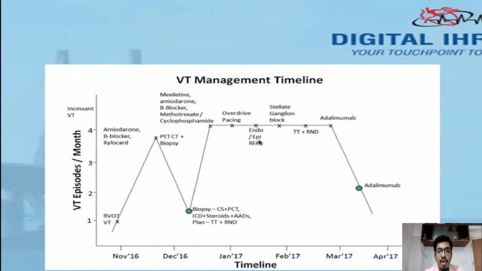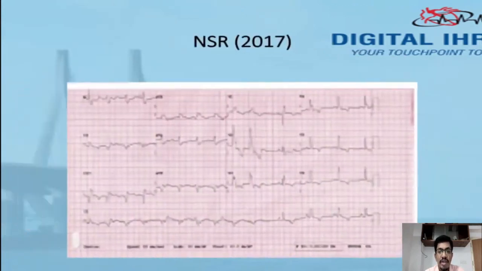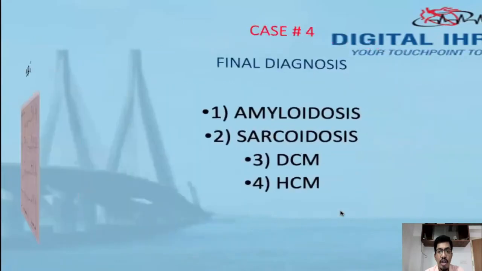He had an endo and epicardial RFA, then went on to have a stellate ganglion block, multiple shocks during this period. And then finally, with the biopsy, we zeroed in on one of the TNF alpha blockers, adalimumab, and then finally we could see light at the end of the tunnel. And this was the first ECG which showed starting of a sinus rhythm. This patient was continuously in ventricular tachycardia.